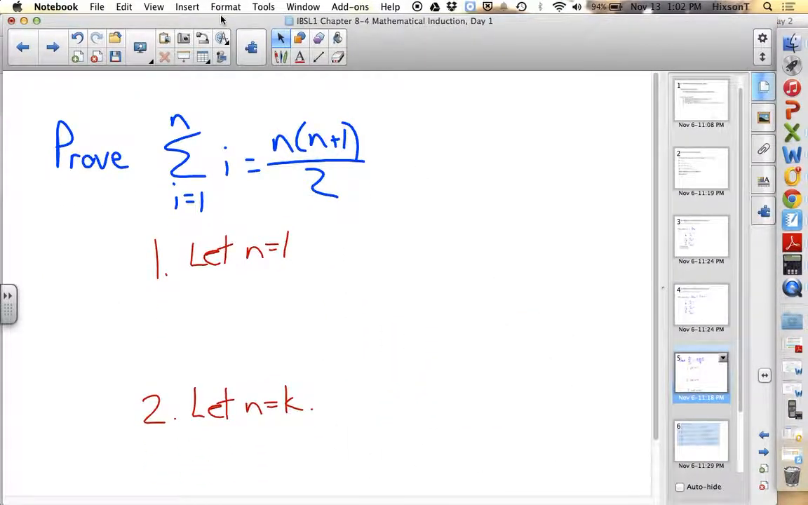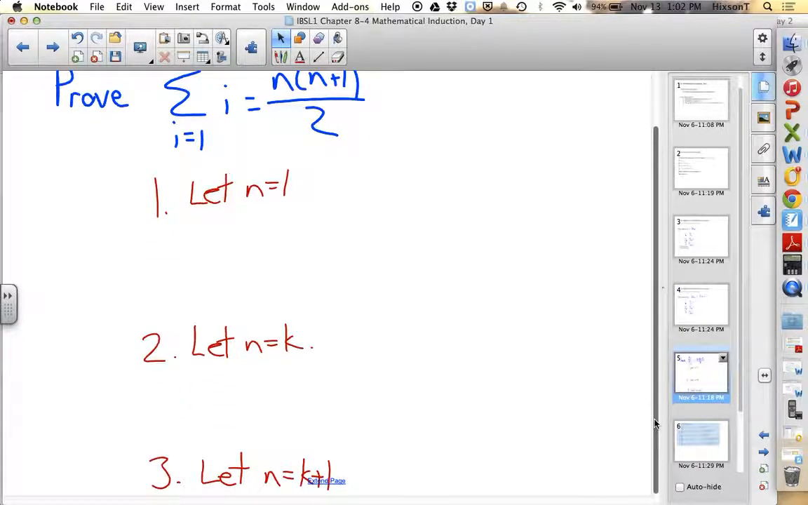Alright, so we're looking at math induction. And remember we had our 3-step outline. Where you plug in 1 and see if it works. Then you plug in k and you just say it works. That's all there is on step 2. Then the real work starts on step 3, with the k plus 1.